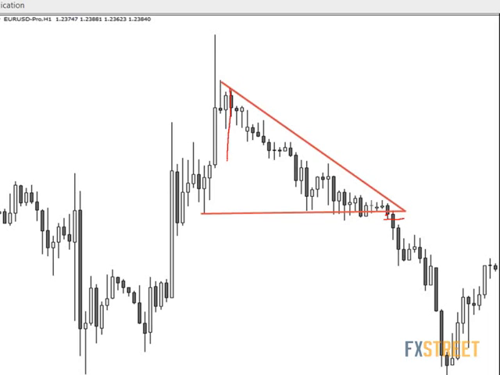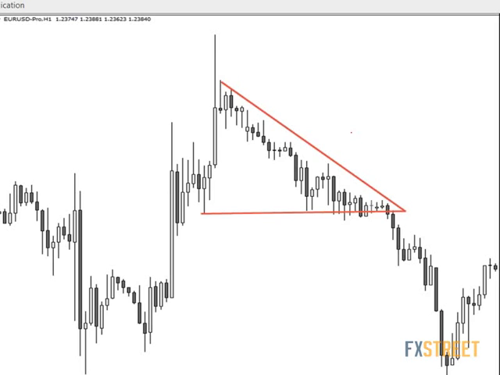You usually add the widest part of the triangle to the breakout point, and that is your target. Okay? So once your triangle is broken, you measure the distance between the bottom and the top. At the break of the triangle, you add the same distance to the breakout point, and that is your target.